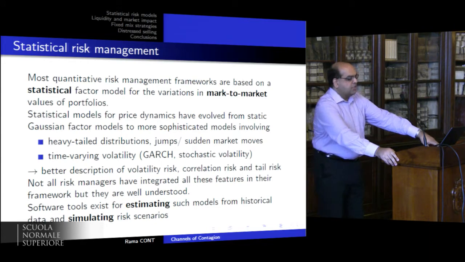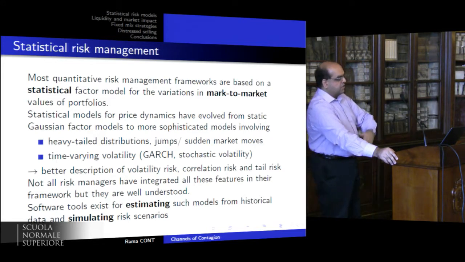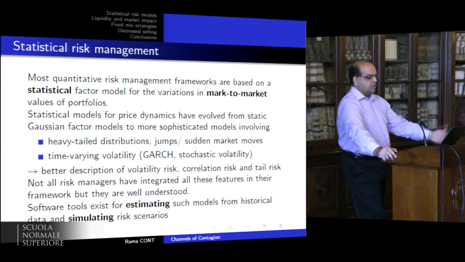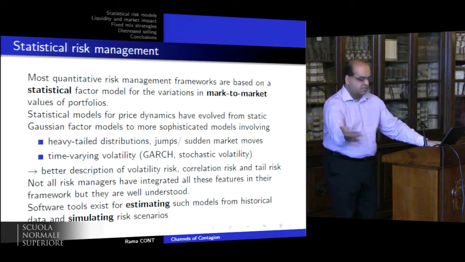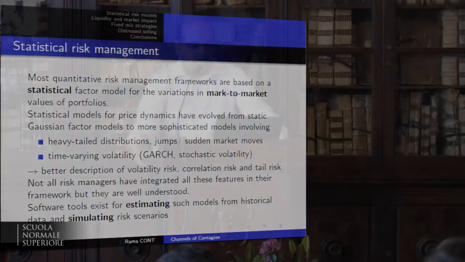Statistical means that you look at the risk factors affecting your portfolios, you enumerate them, you identify them, and then you model them as exogenous stochastic processes. The models can be very simple or very complicated. They can range from static Gaussian factor models to dynamic continuous time models involving jumps, stochastic volatility, heavy tail distributions, heteroscedasticity, etc. And you have a whole industry devoted to developing such models, and the aim in the last few decades of this line of research has been to develop a more realistic statistical description of volatility risk, correlation risk, tail risk, and so on.